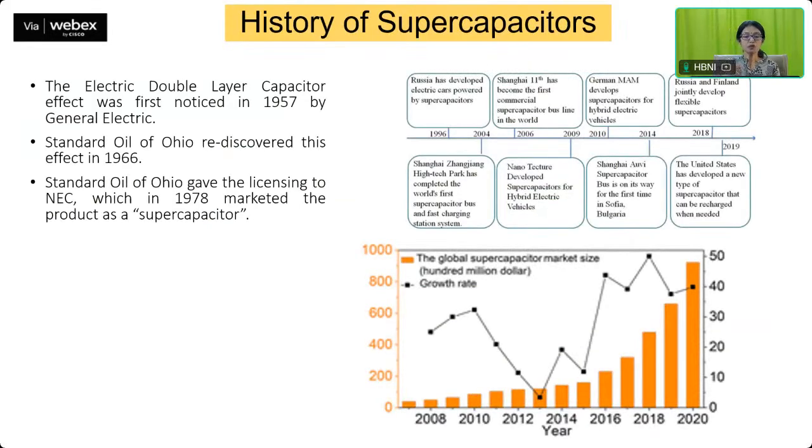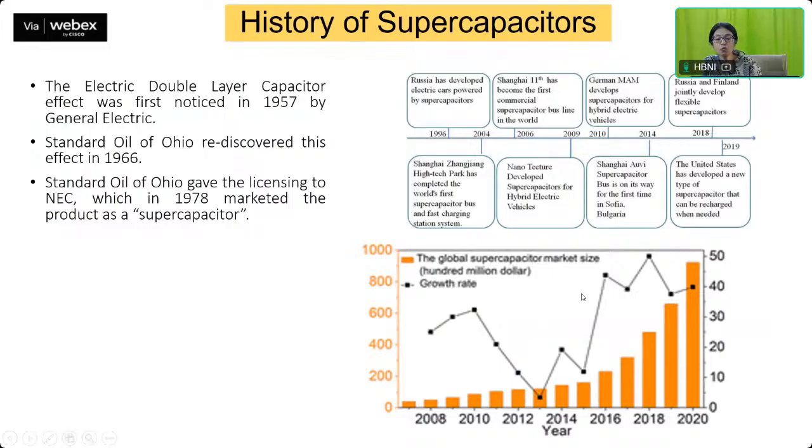What is the history of supercapacitors? Supercapacitance is basically storing of charge in an electric double layer. The electric double layer capacitor effect was first noticed in 1957 by scientists working at General Electric. The Standard Oil of Ohio rediscovered this effect in 1966 and gave licensing to NEC, which in 1978 marketed the product as a supercapacitor.